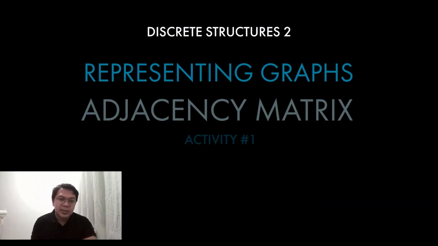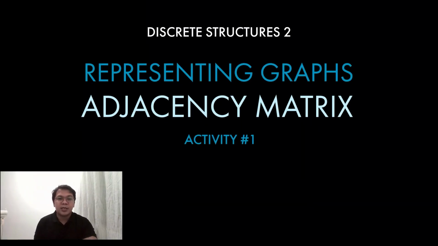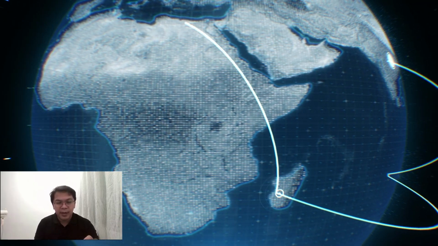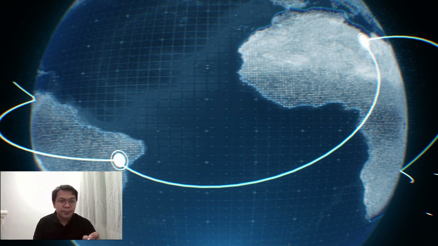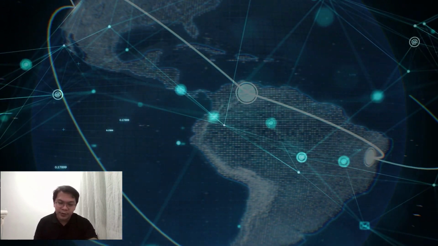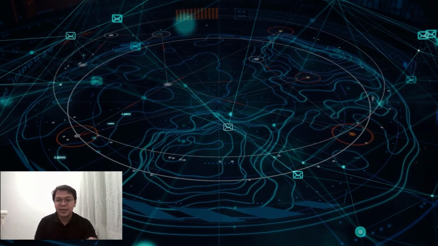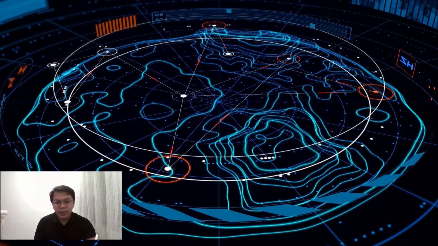Hello everyone. Today we're going to learn how to represent graphs using an adjacency matrix. Learning how to do this is a very crucial concept in graph theory because it's going to help us solve problems related to network, connectivity, and paths, and it also has some good practical applications in the field of computer science, computer engineering, and other related fields. So why don't we dive right into it?